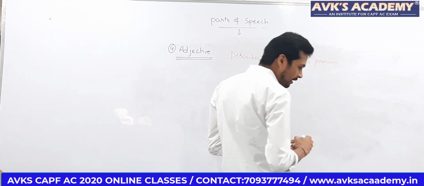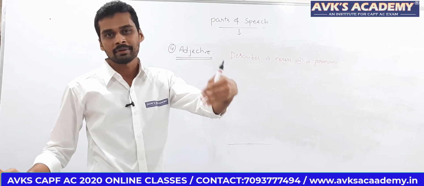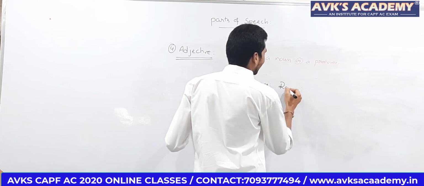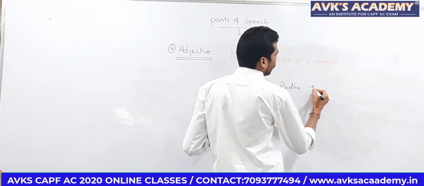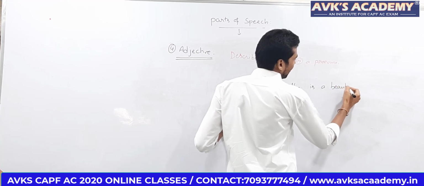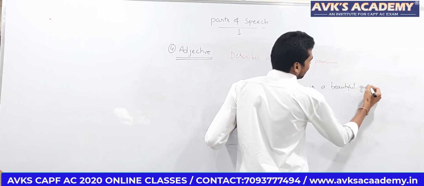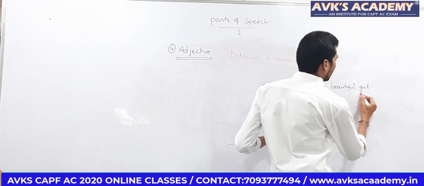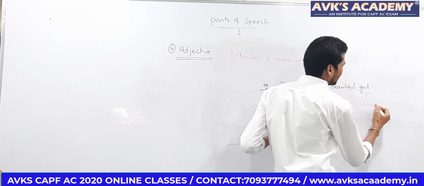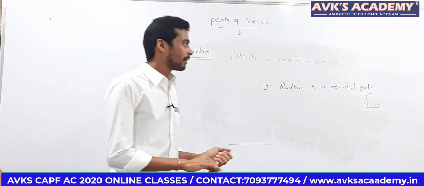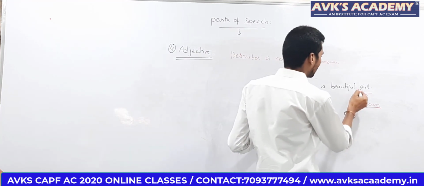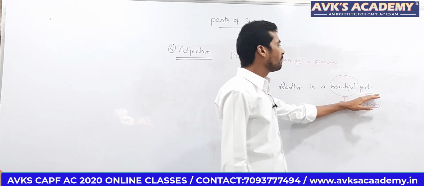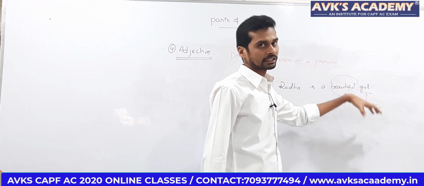In simple words, we can say that it is adding extra information to the noun or pronoun. Let me give you an example. For example, Radha is a beautiful girl. In this example, what is girl? Girl is a noun. It is a name, isn't it? So girl is a noun. Before that girl, we have the word beautiful, which means that we are describing how this girl looks.